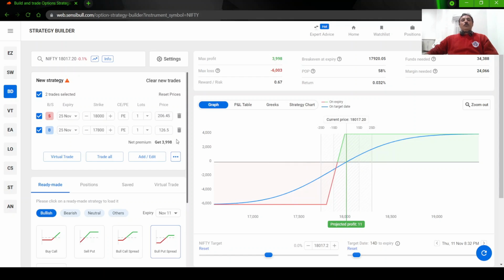When you do a bull put spread, this is a net credit strategy. We get premium to take this strategy. So when we take the premium, we are doing a credit strategy. Our maximum loss is always higher than our maximum profit potential, but we get a very good probability of profit, and the break even at expiry is much wider for us because it is a bull strategy. It is a bullish strategy.